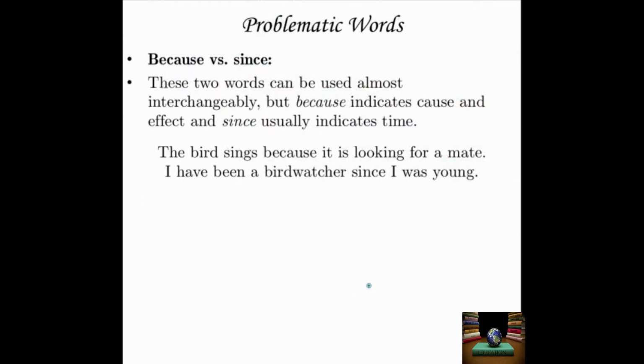All right, because versus since. These 2 words can be used almost interchangeably in English, but there is a distinction between them and you need to know what it is. Because indicates cause and effect, which is why it has cause hidden inside it. And since usually indicates time. So, again, you use them pretty interchangeably, but if you really want to be precise, because is about cause and effect, and since is about time. Try not to use since for cause and effect, and try not to use because for time.